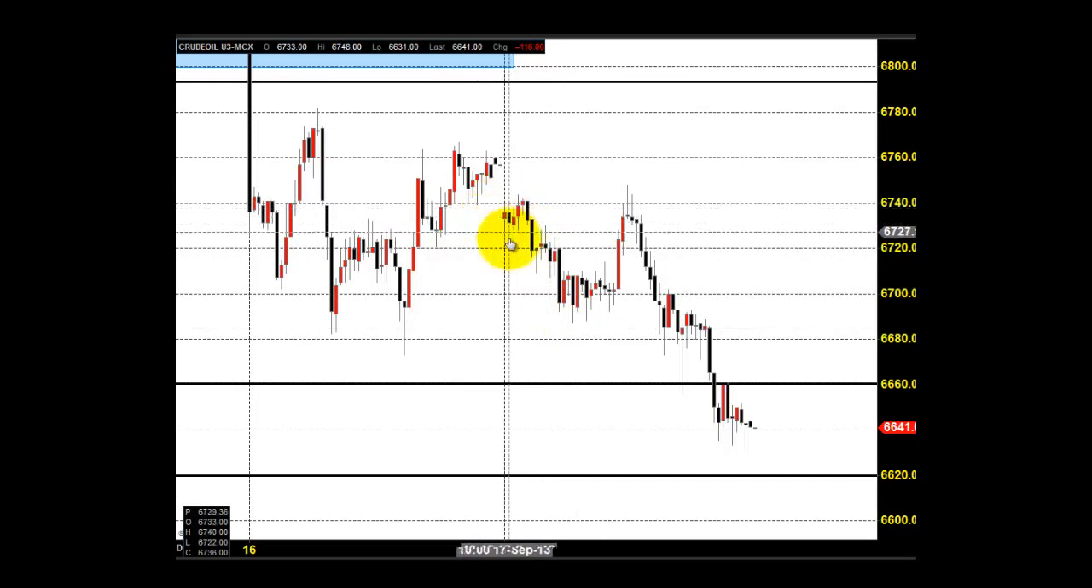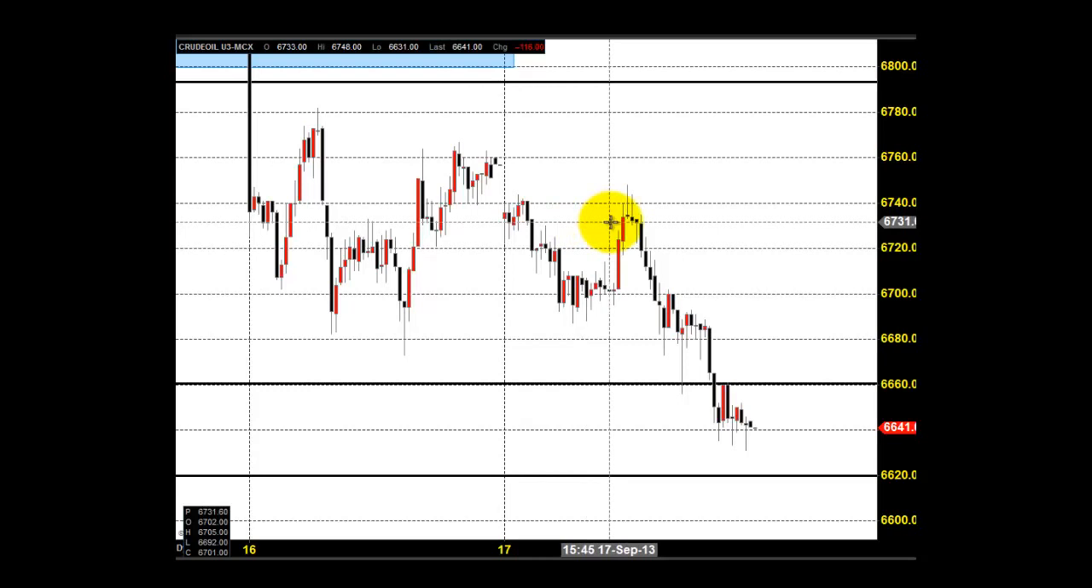Yesterday the market opened around 6,740. This was the area where the price opened yesterday. At yesterday's opening, what we saw first was that the price was trading below the 60 period moving average, which indicates the trend is down.